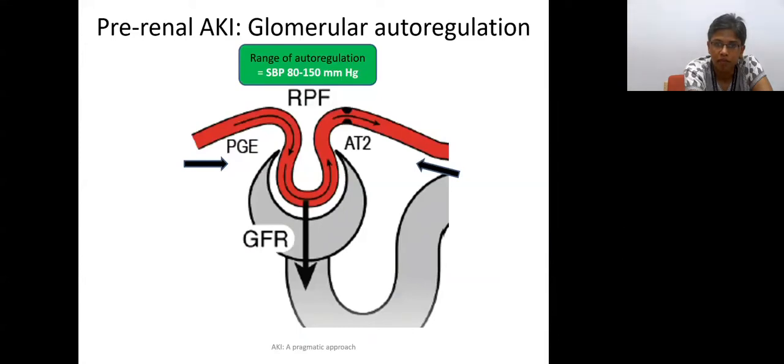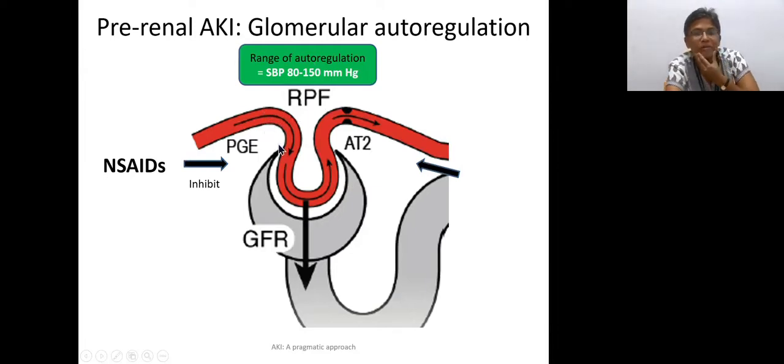So this is what is actually happening when perfusion to the kidney comes down. The kidney somehow wants to maintain its perfusion pressure in this range. In order to do that, it will try and constrict vessels. So what happens here is prostaglandins are basically hormones which would be vasodilatory. Okay. Now, what happens when you take an NSAID? An NSAID would block prostaglandin secretion and therefore cause worsening of vasoconstriction. That's how NSAIDs worsen a pre-existing acute kidney injury.